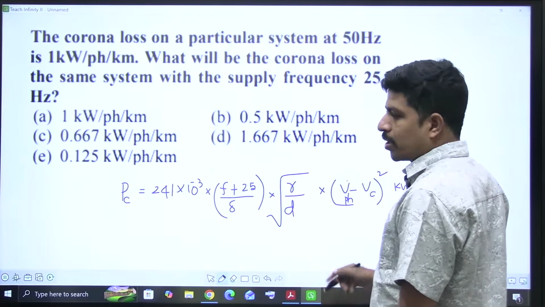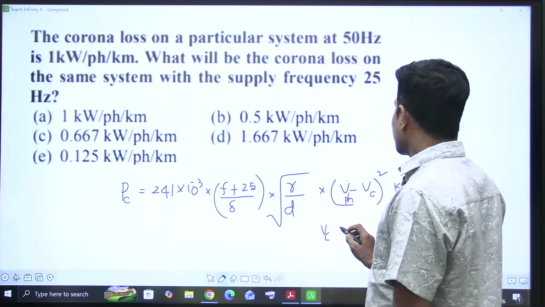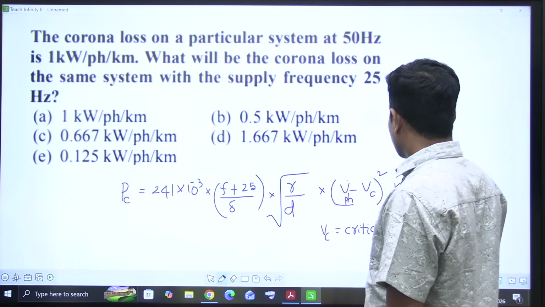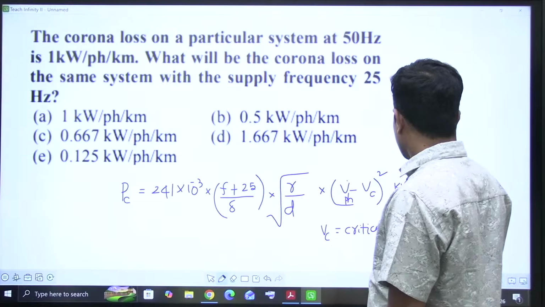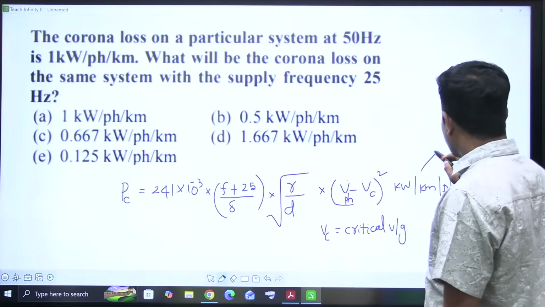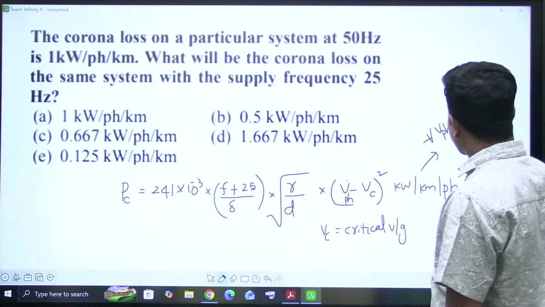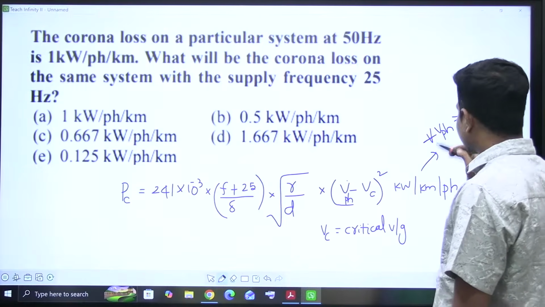PH is the present voltage. What is VC? VC is the critical voltage for which corona takes place. Critical voltage, and this formula is applicable for all V phase greater than VC.